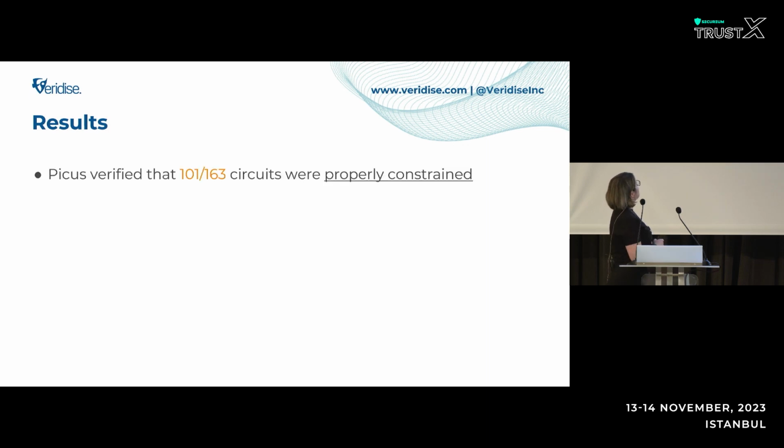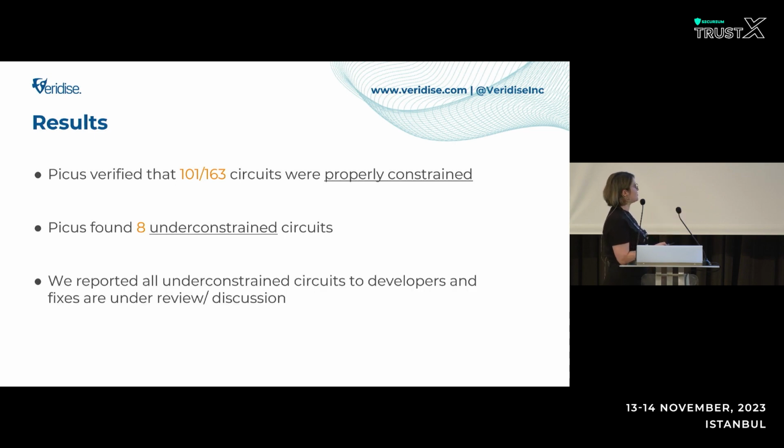Right, so here are some results. Picus was able to verify 101 circuits out of the total number of circuits, and it proved that those were properly constrained, and it also found that 8 of those circuits were actually under-constrained, and we reported those vulnerabilities to the developers, so fixes are on their way.